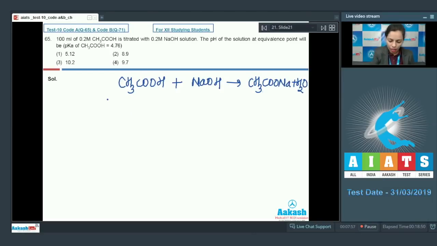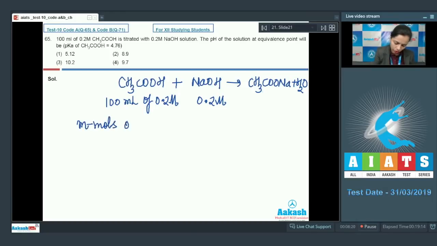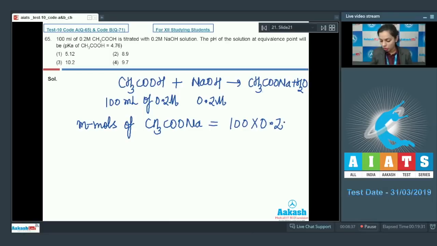In this case, you have 100 ml of 0.2 molar acetic acid and 0.2 molar NaOH is taken in the burette, and here is the formation of sodium acetate. So first we'll find out the millimoles of sodium acetate. Millimoles you can easily calculate because we know the volume. On the basis of stoichiometry, millimoles would be 100 into 0.2 for the sodium acetate. So this becomes 20 millimoles.